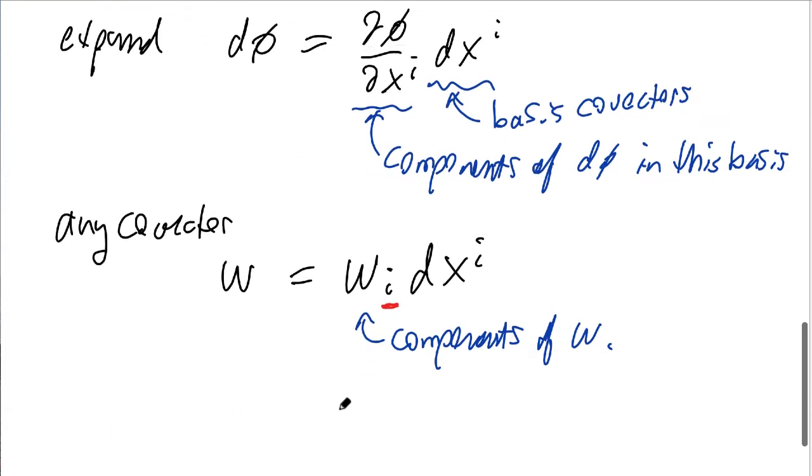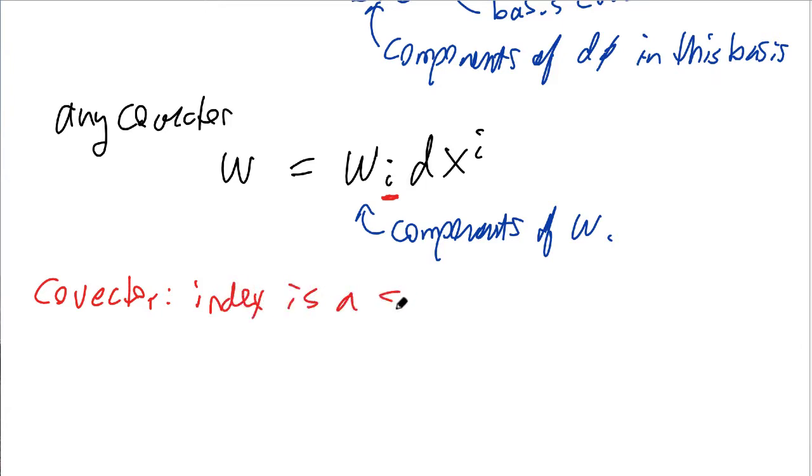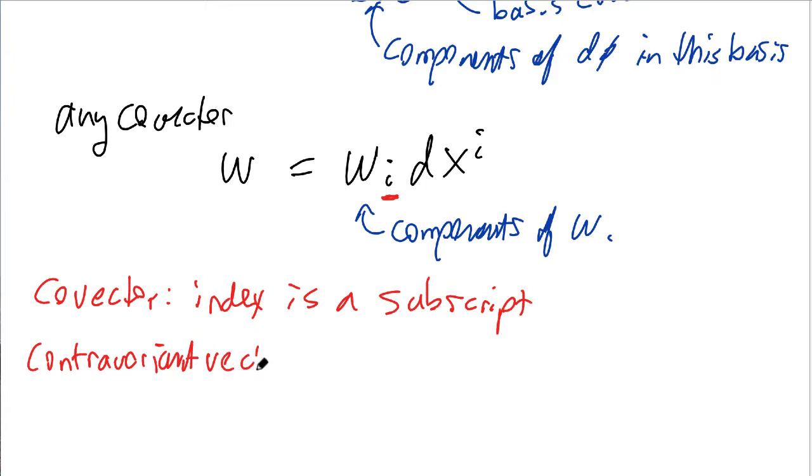Notice that I've written the index on w_i as a subscript, and that will always be the case for covectors. We always write, for the components of a covector, the index as a subscript. Whereas for a contravariant vector, the index is always a superscript.